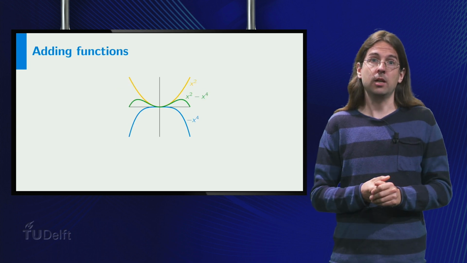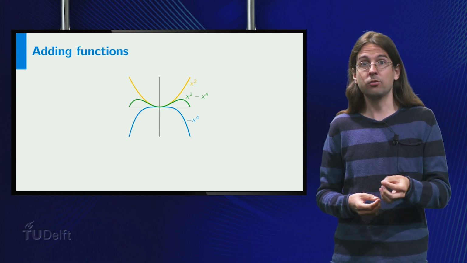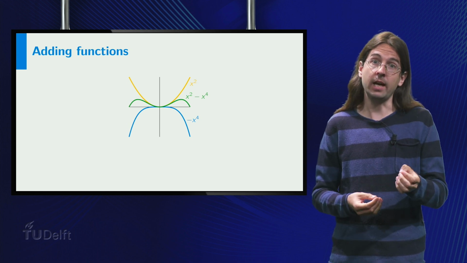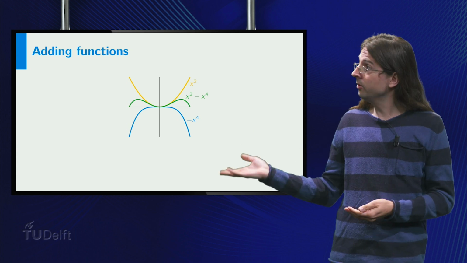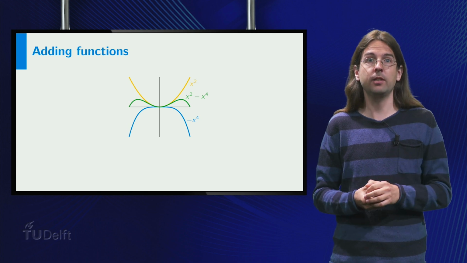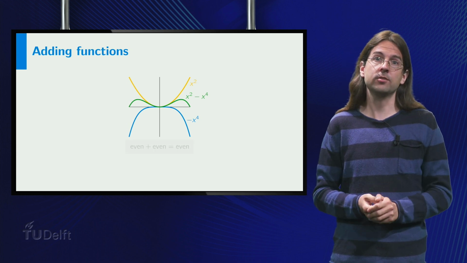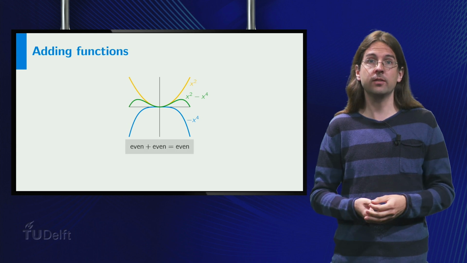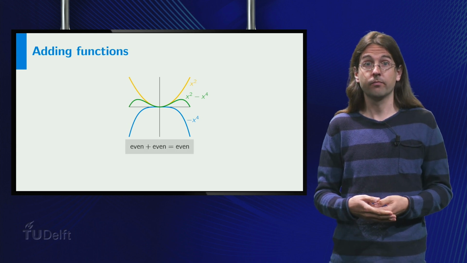You already know how to add and multiply functions. So let's see what happens to even and odd functions if we add or multiply them. As you can see in the picture, x squared minus x to the power 4 is still an even function. Indeed, it is true in general that the sum of two even functions is again even. Showing this is not hard.